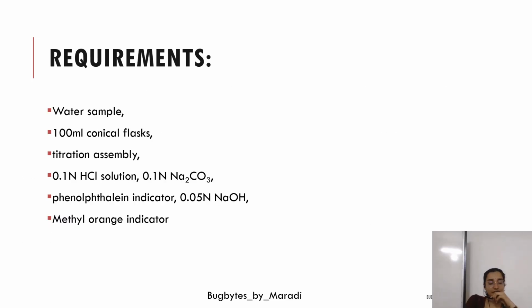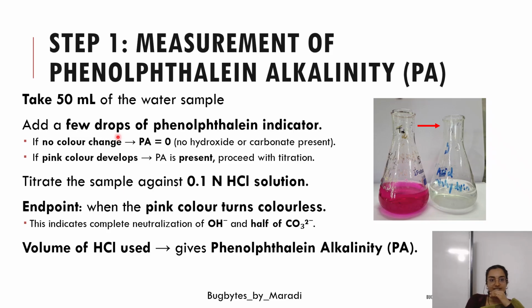So what are the basic requirements needed? We'll require a water sample, a basic or alkaline water sample. I've already told you the difference between base and alkali. We'll require a 100 ml conical flask, a titration assembly, 0.1 normal HCl or sulfuric acid solution, and phenolphthalein indicator as well as methyl orange indicator. We'll start with step one, measurement of the phenolphthalein alkalinity, that is PA.